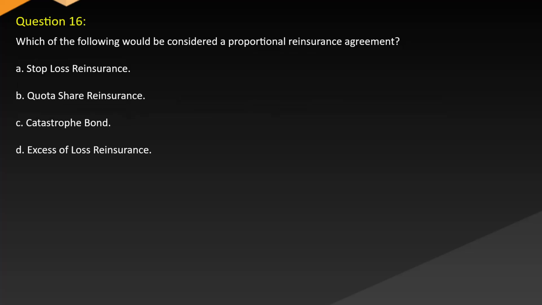Question 16. Which of the following would be considered a proportional reinsurance agreement? A. Stop loss reinsurance. B. Quota share reinsurance. C. Catastrophe bond. D. Excessive loss reinsurance.